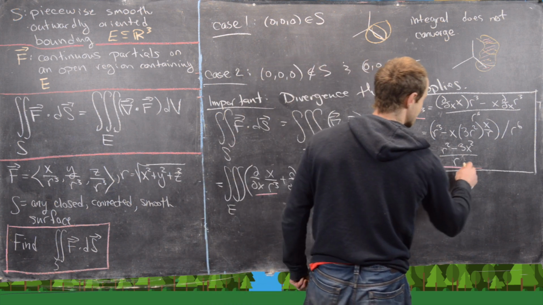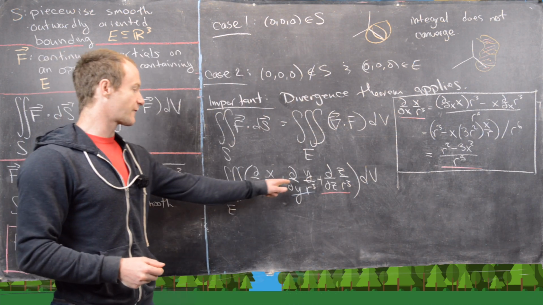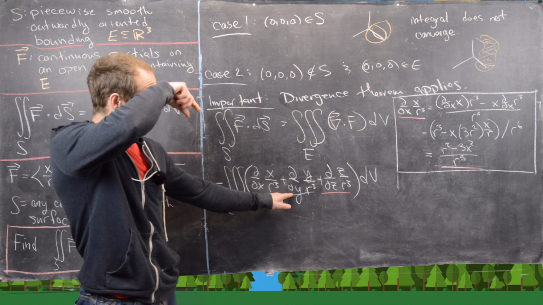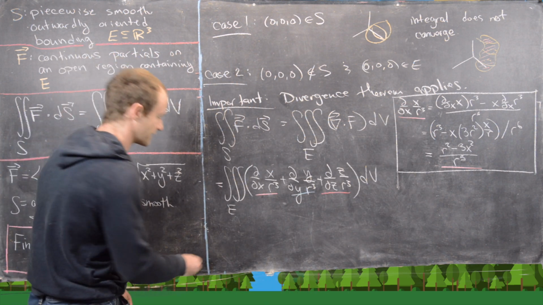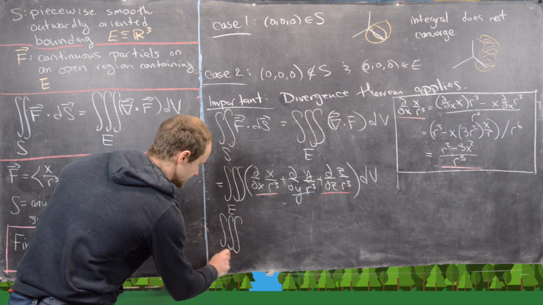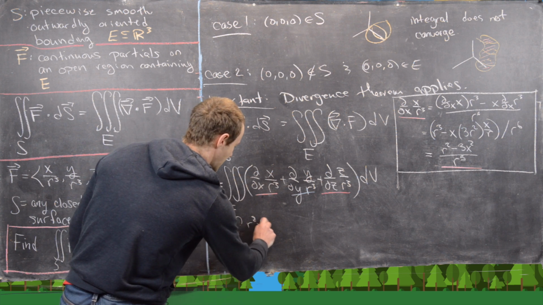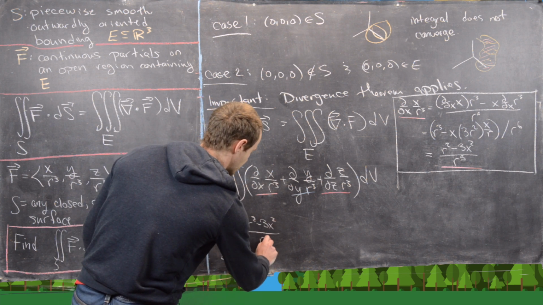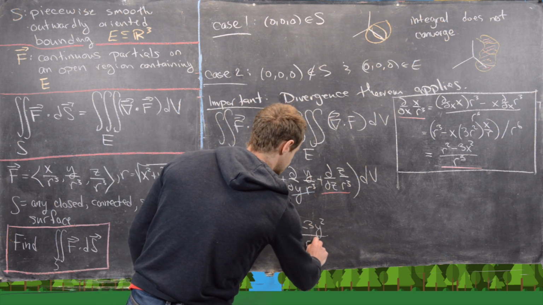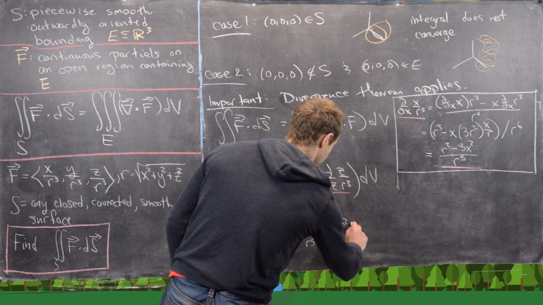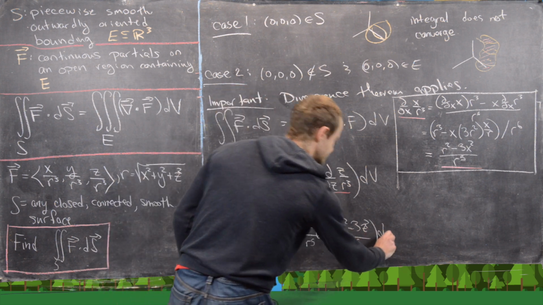R squared minus 3x squared over r to the 5th, it should be. And then similar formulas hold for the y portion and the z portion, just with x swapped out for y and x swapped out for z. So that means this thing is going to transform into the triple integral over E of (r squared minus 3x squared) over r to the 5th plus (r squared minus 3y squared) over r to the 5th plus (r squared minus 3z squared) over r to the 5th, and then we have dV.